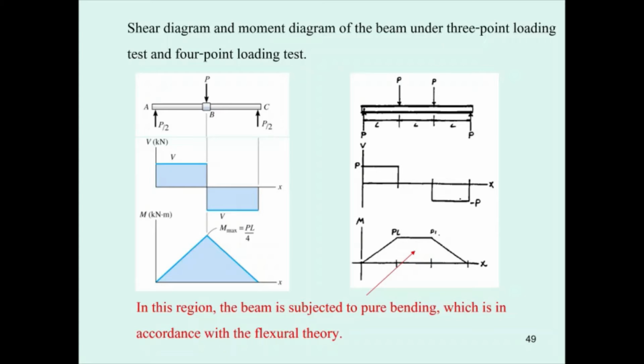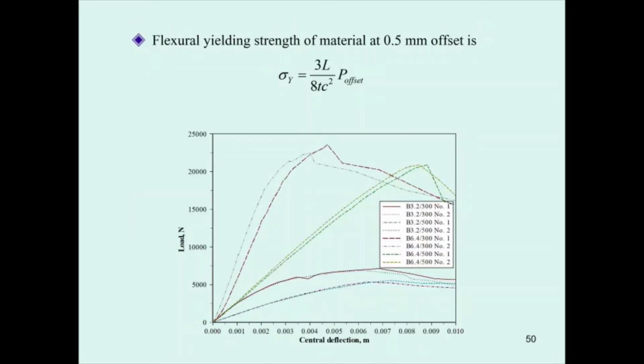And I should note that the middle region of four-point loading is important because it's the stage of pure bending, which is good if you prefer to study the behavior of the material only in pure bending. That will be in accordance with the flexure theory, and then you're going to determine the flexural yielding strength.